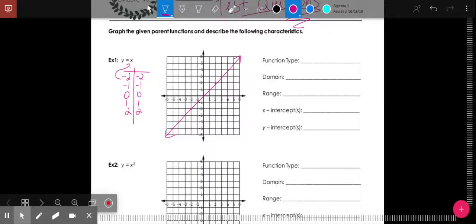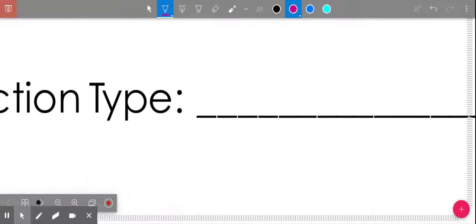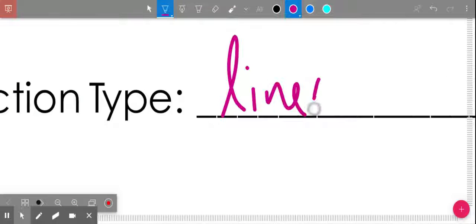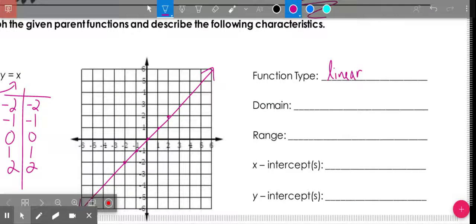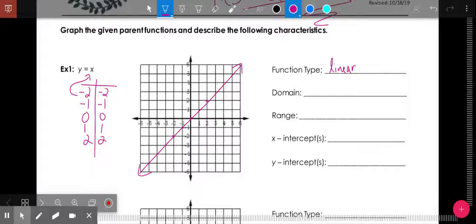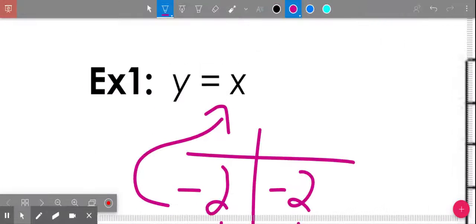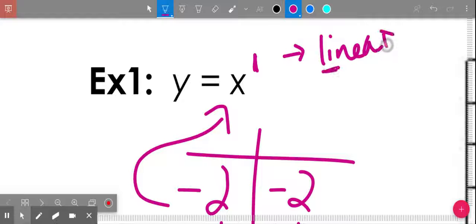Since it's a nice straight line, we know that this is going to be linear. Remember, line, linear. This is going to be a linear function. We also know it's linear because my exponent here is a 1. Anytime my exponent's a 1, it's linear. Remember, you can say an L looks like a 1. So linear, 1.